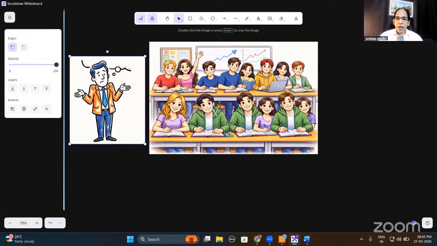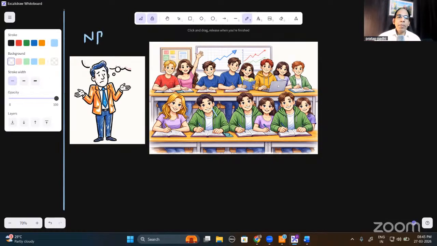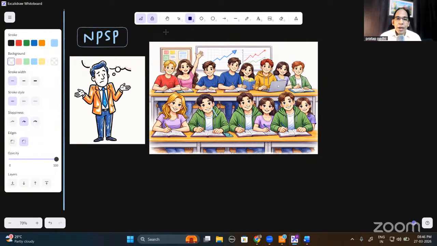So let's start thinking. The first question that will come to anyone's mind: how many students are here? First count the number of students here. This is a classroom. Let me write. This is the name of the school, NPSP school. And you are in one classroom. That means you can consider this as a sample.